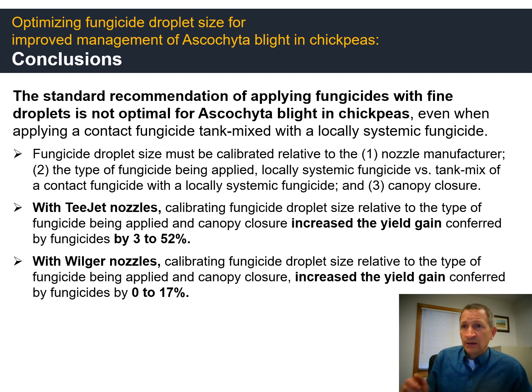So, again, droplet size needs to be calibrated relative to the nozzle manufacturer, the type of fungicide being applied, whether it's a modern locally systemic or a tank mix with Bravo Weather Stick or generic and the locally systemic, and the degree of canopy closure. The amount of yield gain you can expect from making that change in droplet size as your canopy closure hits 90% is going to increase with canopy height.